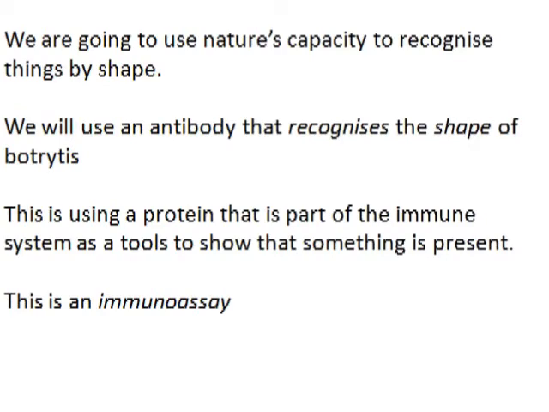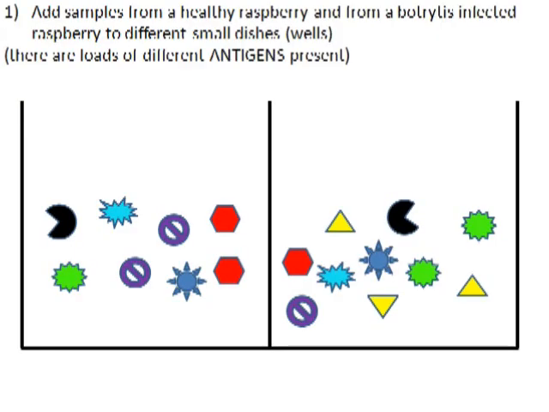An anti-botrytis antibody is specific and recognizes the shape of an antigen on botrytis. Using antibodies in this way is called immunoassay. So this is how it works. We add samples from our raspberries to wells. This is a fresh raspberry, healthy raspberry, and this is an infected raspberry. The proteins and other molecules in the raspberry mush will bind to the plastic of the little micro well.